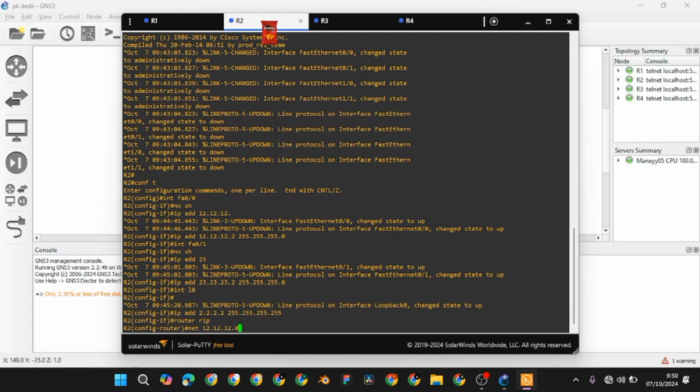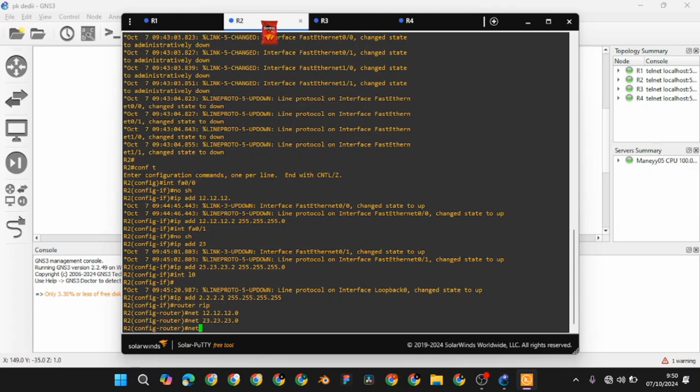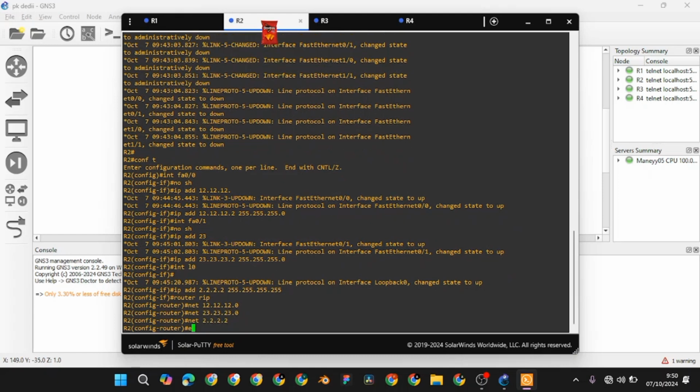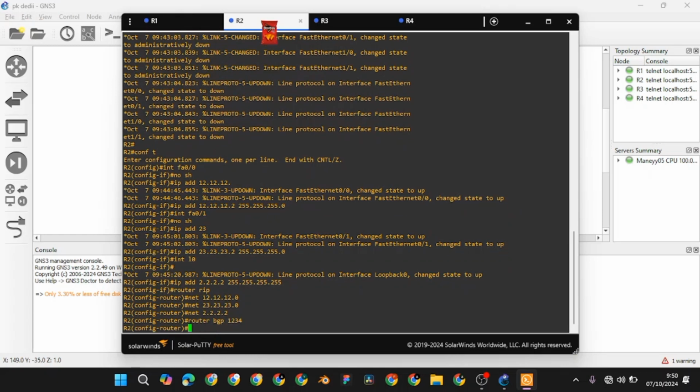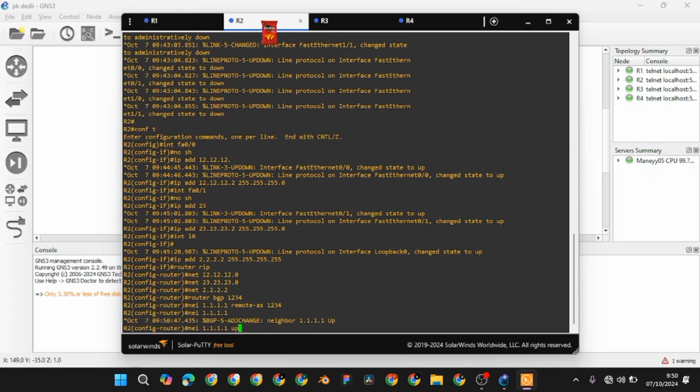So for the second router, same, like router RIP for the network, don't forget to change the last number to 0 for all of them except the router. So if the router is 2.2.2.2, you don't have to write 2.2.2.0, no, but 2.2.2.2.